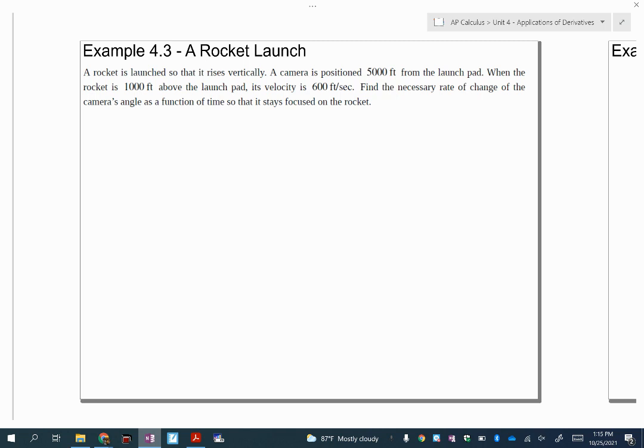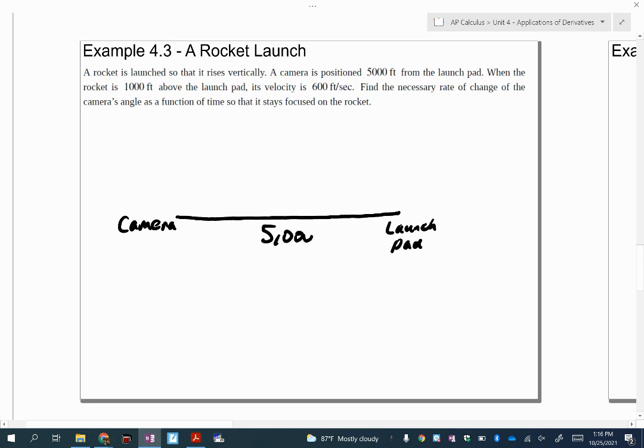So again, I'm going to draw a picture. I have a camera here. It's 5,000 feet from the launch pad. So here is the launch pad. All right, that's 5,000 feet. And our rocket blasting off. Here's the height of the rocket.